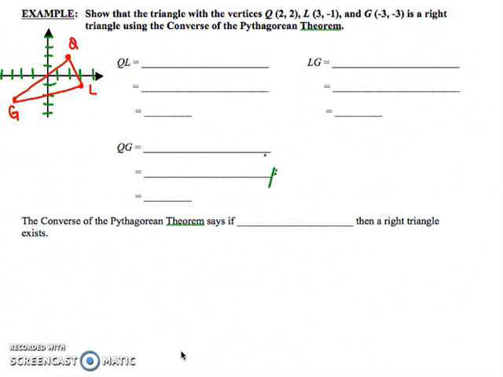So first, let's find the distance from Q to L using the distance formula. This is going to be the square root of (2 minus 3) squared plus (2 minus negative 1) squared. 2 minus 3 is negative 1. Negative 1 squared is 1. 2 plus 1 is 3. 3 squared is 9. And then 1 plus 9 is 10. So the distance from Q to L is the square root of 10. And again, we are just going to leave that in radical form.